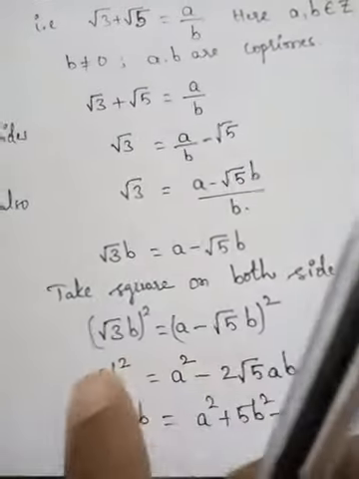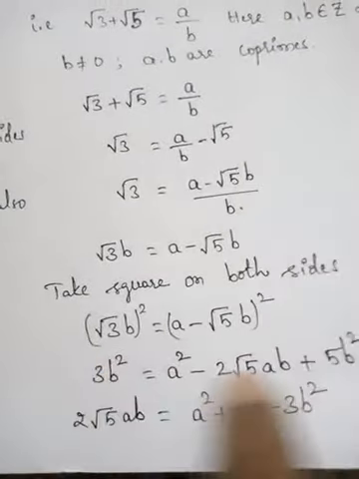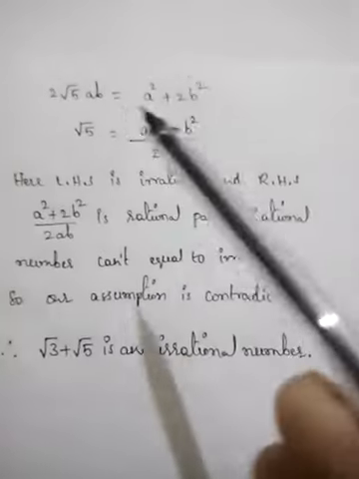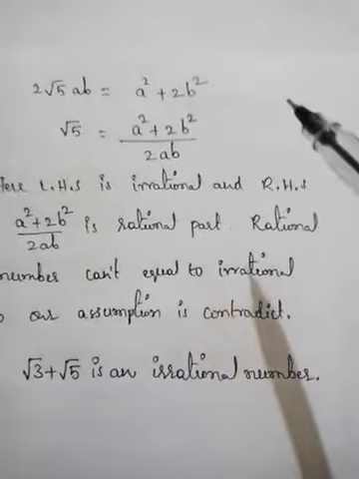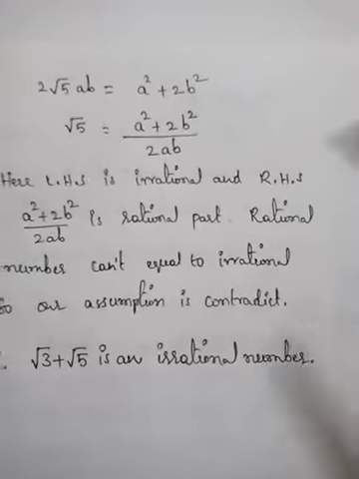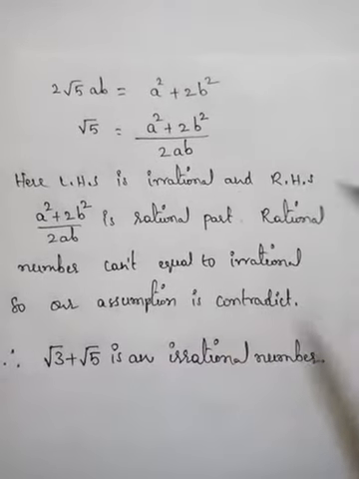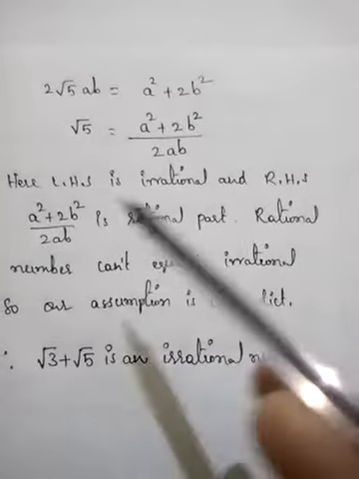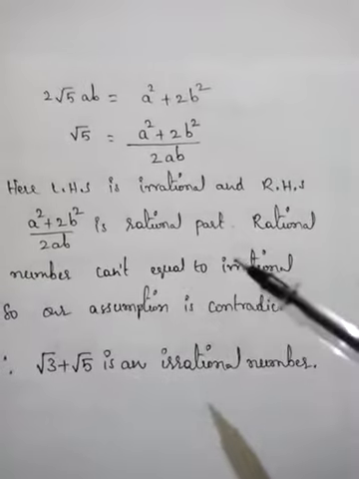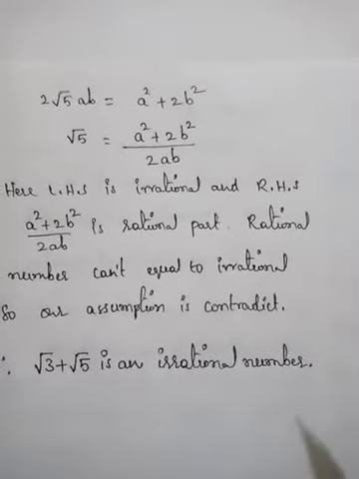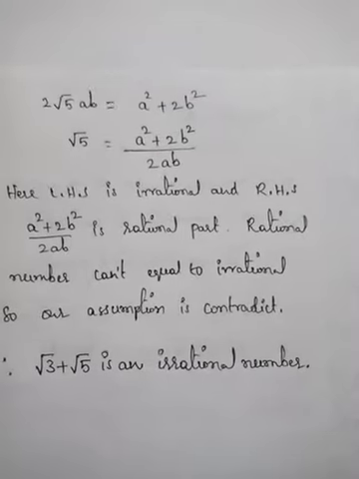This minus is transposed, it becomes plus. Here plus becomes minus. In the same way, next some simplification: 2 root 5ab is equal to a square plus 2b square. Here we need only root 5 on one side. 2 and ab will be transposed. Here it is in multiplication form, while we are sending it outside, it goes to division form. Here LHS is an irrational number and RHS, a square plus 2b square by 2ab, is a rational number. So a rational number cannot be equal to an irrational number. So our assumption is contradicted.